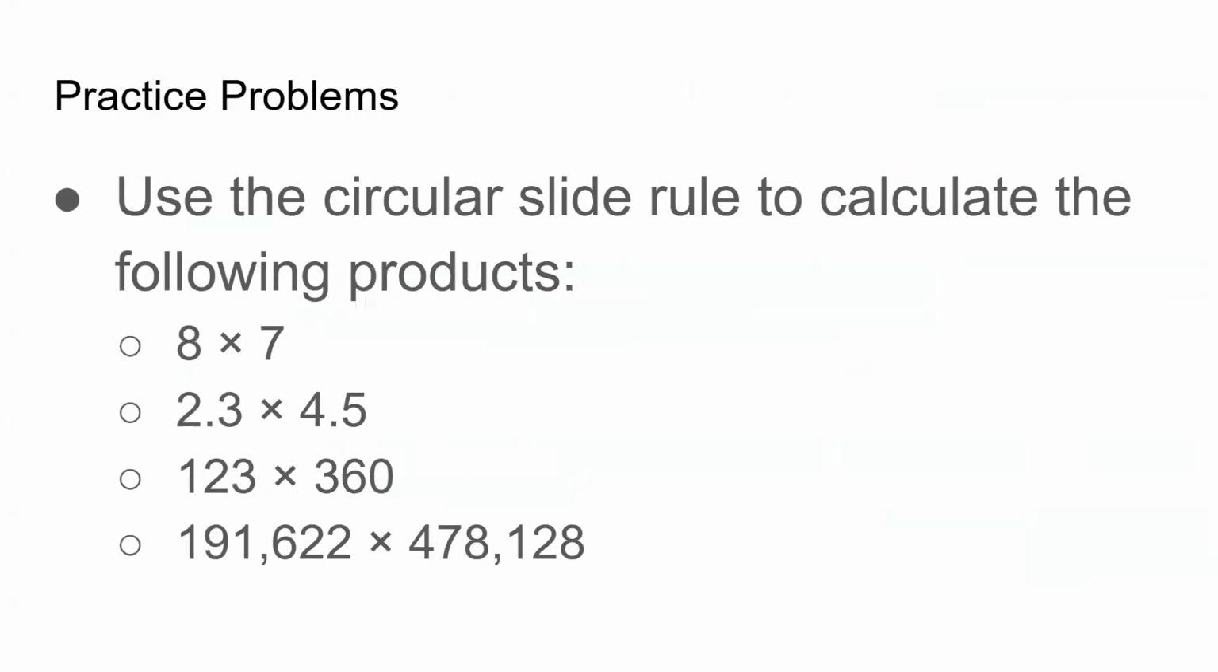I want you to calculate these products. 8 times 7, 2.3 times 4.5, 123 times 360, and 191,622 times 478,128. So if you're watching this on the video, pause the video right now, grab your circular slide rule or the circular slide rule app, and make those calculations.